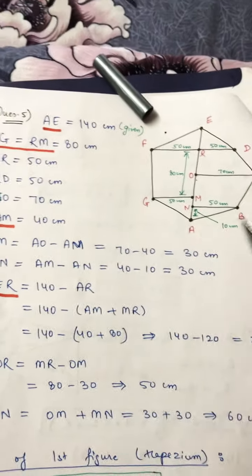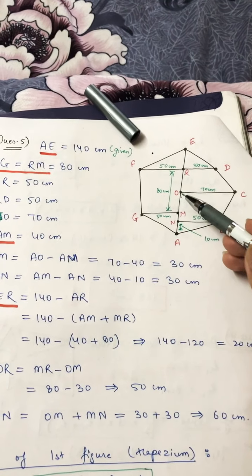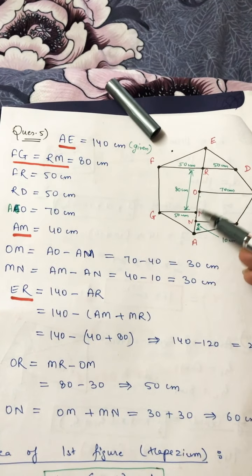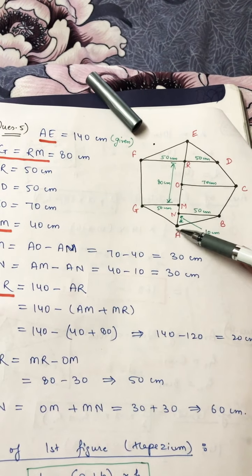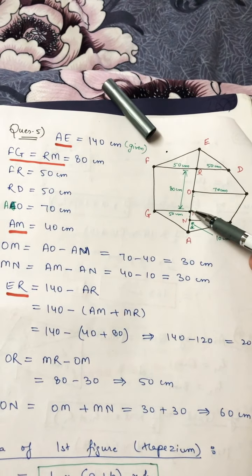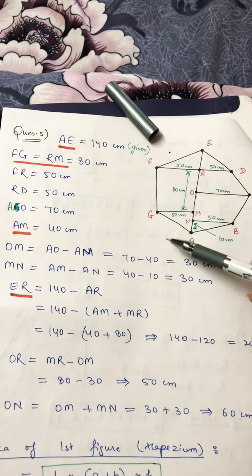Now you have to find out OM. How will you find out OM? OM is equal to AO minus AM. You know the value of AO. You know the value of AM.